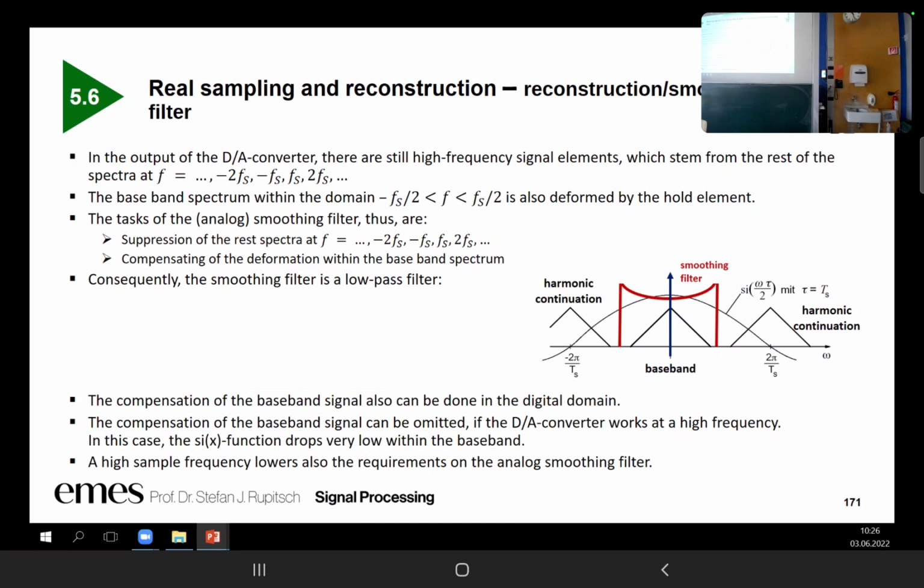So the red one is in time limit. No, this is in the frequency. This is the filter in the frequency, the low-pass filter, which means for reconstruction in the ideal world. Try to sketch it now.